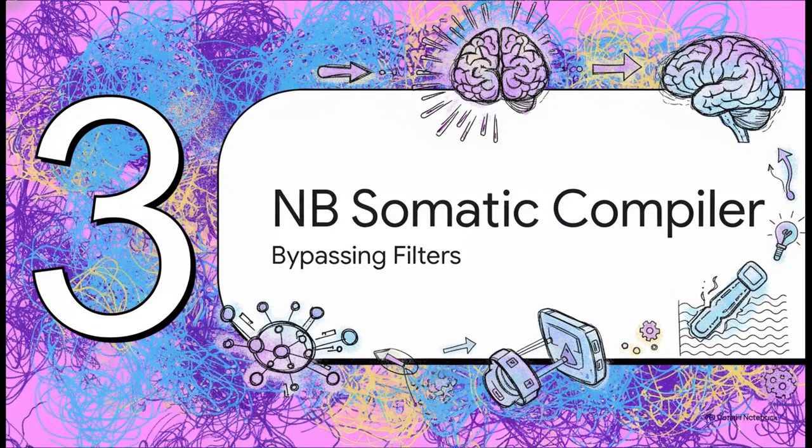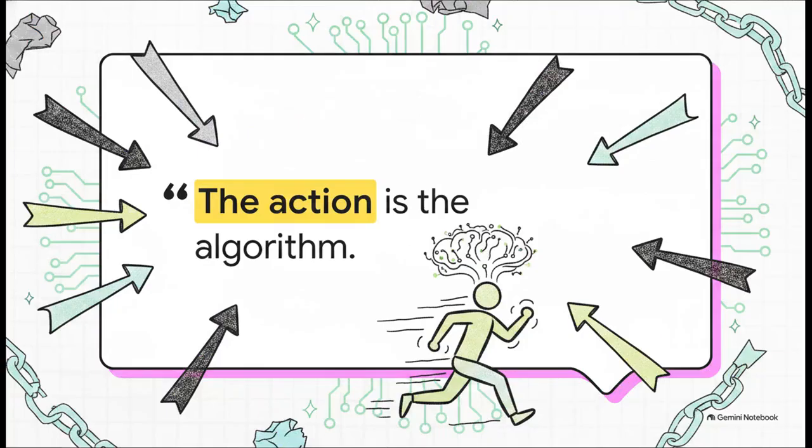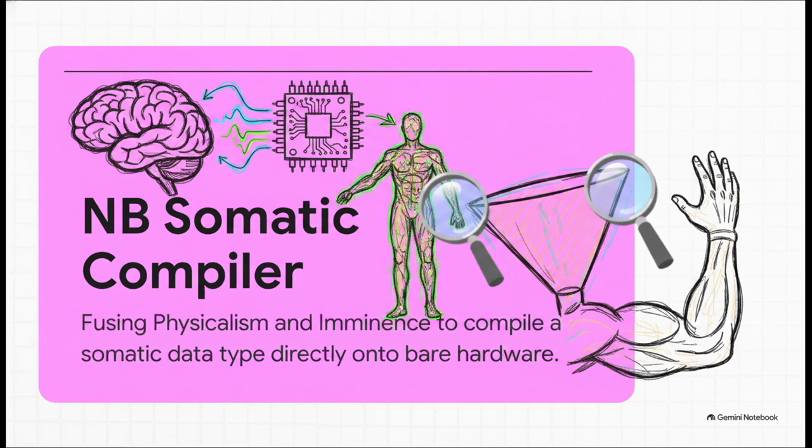Next up, part 3, the NB somatic compiler. Now, if there is one core philosophy you absolutely need to take away from this entire framework, it is this exact quote: "The action is the algorithm." You don't need to build those exhausting paper bridges of words we talked about earlier. The direct, unpadded physical action itself is the code. This concept is introduced as the NB somatic compiler, and the sources draw a really fascinating parallel to computer science here.